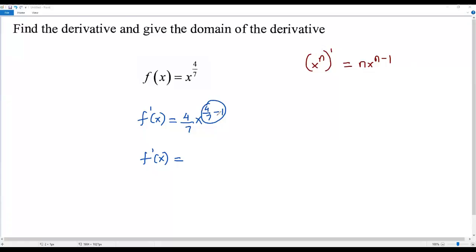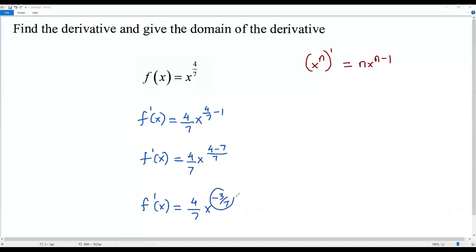Whenever an integer is subtracted from a fraction, I just have to multiply the integer part by the denominator. Once I'm done with this multiplication, I can write 7 as a common denominator. So 4/7 times x. Now I multiply this 1 by 7. 1 times 7 is just 7. So 4 minus 7, and I can take 7 as a common denominator for both numbers in the numerator. The next step: f prime of x equals 4 over 7 times x to the power, and 4 minus 7 becomes negative 3 over 7.